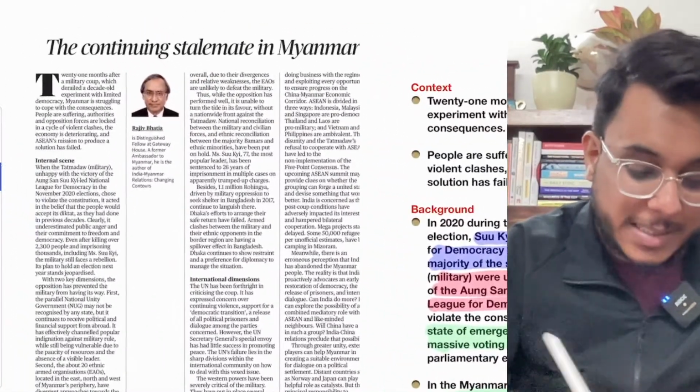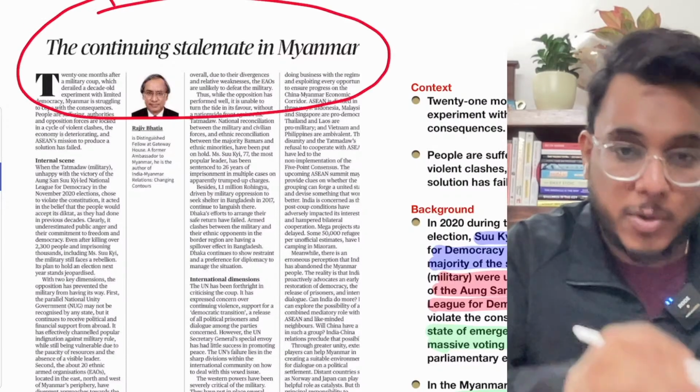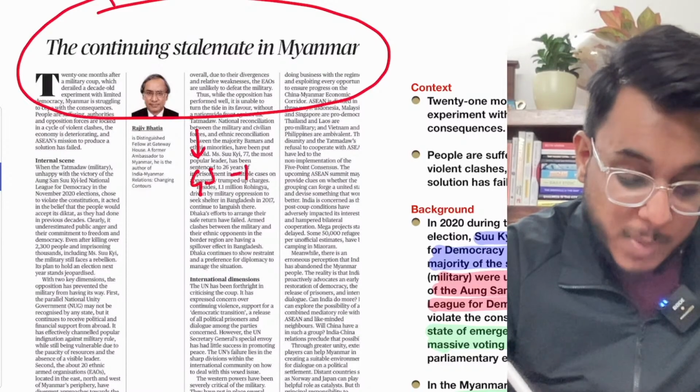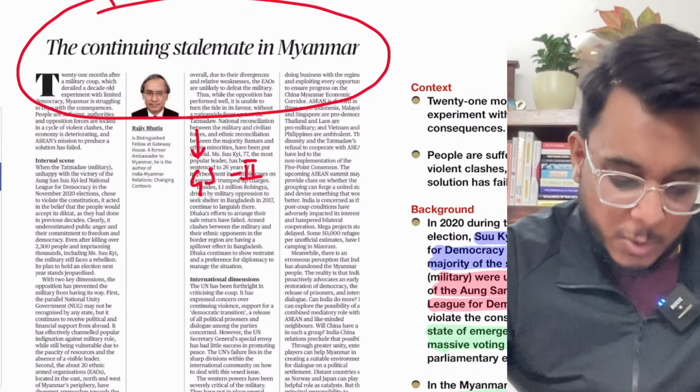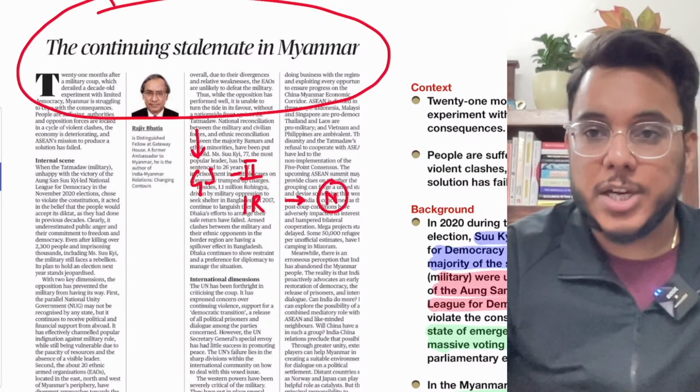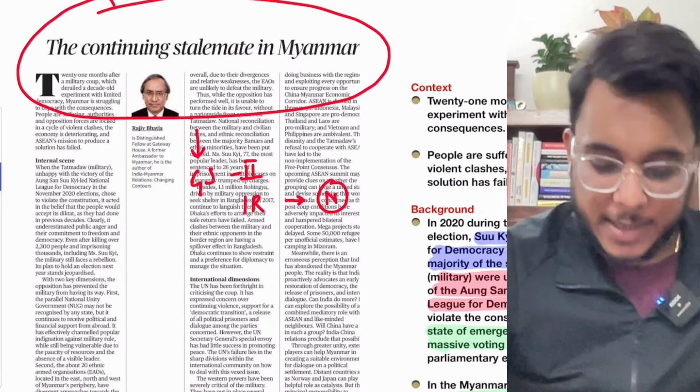The continuing stalemate in Myanmar. Now this particular article we will see with respect to GS paper number 2, international relations, and within international relations, issues in the neighborhood is where we will take this article.